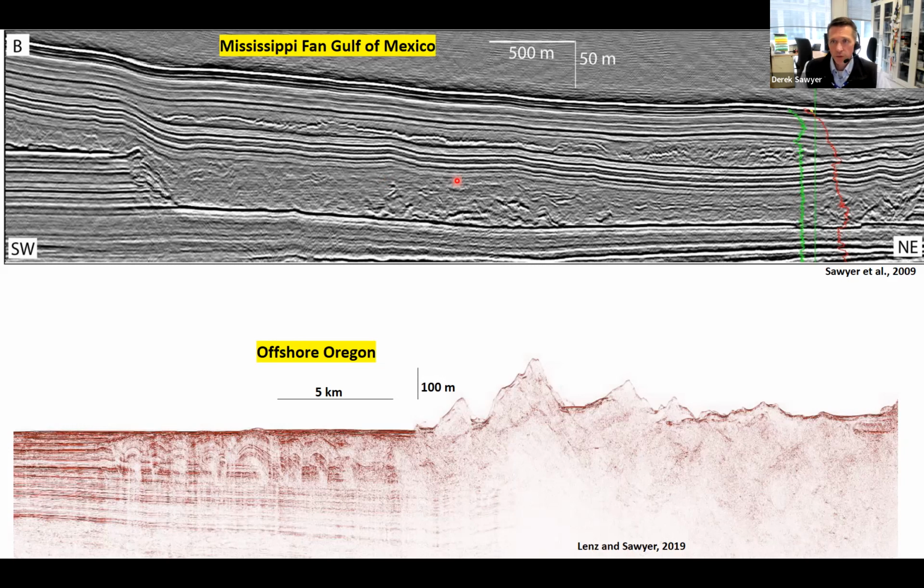This particular one in the Gulf of Mexico behaved rather fluidized, and it contains some chaotic facies indicating that it was well blended and mixed as it moved and failed down slope. The bottom panel is in contrast to that.